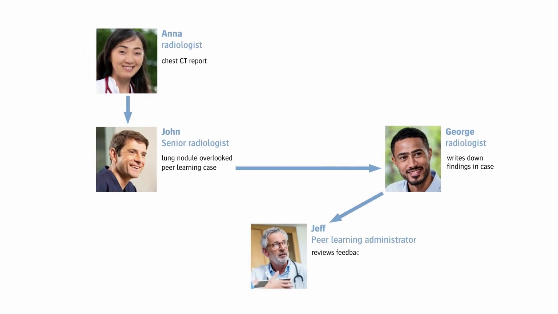Jeff reviews George's feedback and thinks it's an interesting case for a peer learning conference. The conference results in a number of follow-up actions. A follow-up task is created for John as Anna's supervisor. He carries out the follow-up actions and closes the case. Anna gets notified that there is a case on one of her reports and can read the comments.